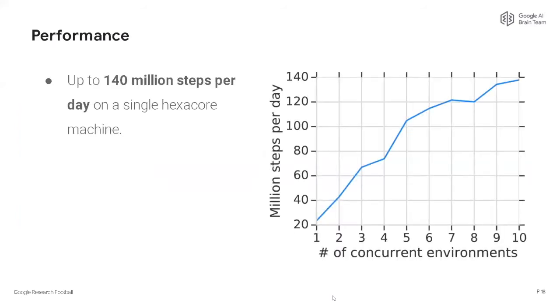types of algorithms. In terms of performance, the environment allows you to execute up to 140 million steps per day on a single hexacore machine when you run around 10 instances of the environment. And as you will see in the next slides, different baselines require 50, 100 million steps. So we are able to solve the big problems, the benchmark problems, in about a day from scratch.